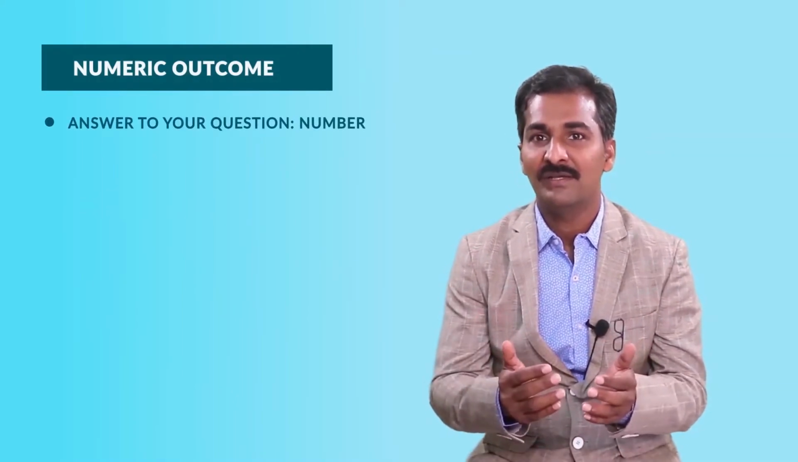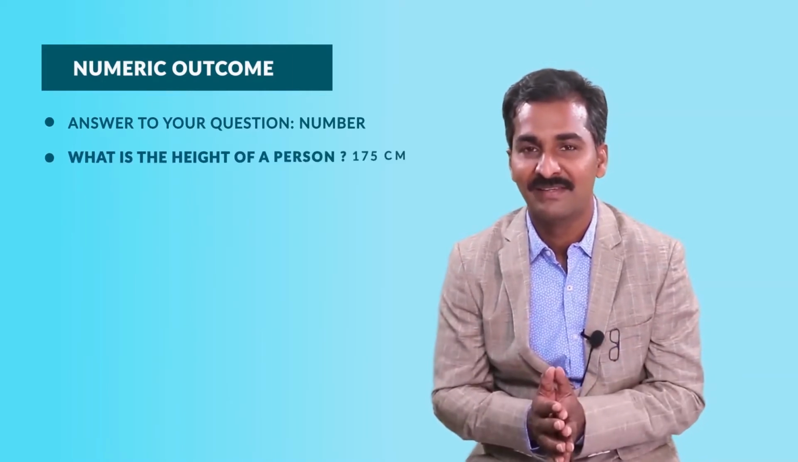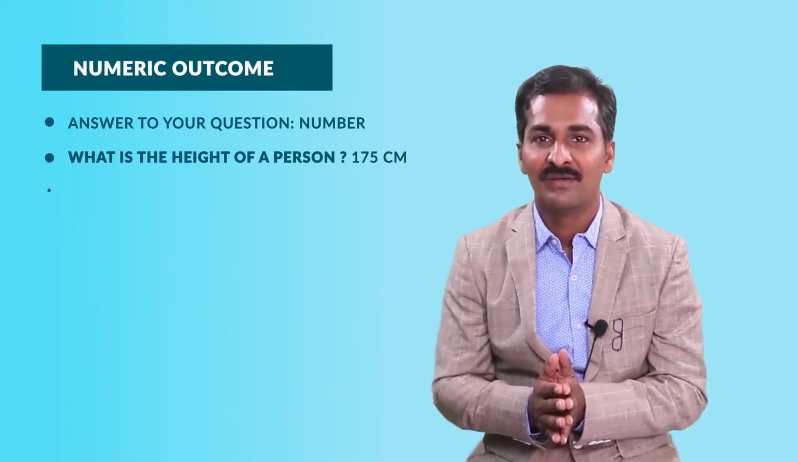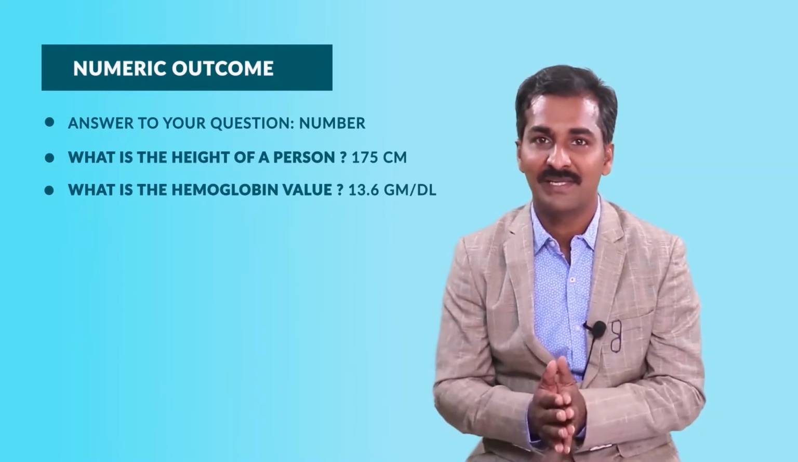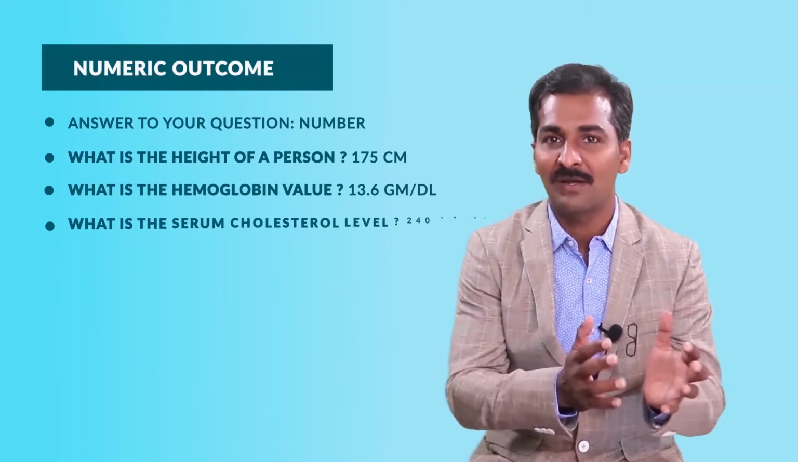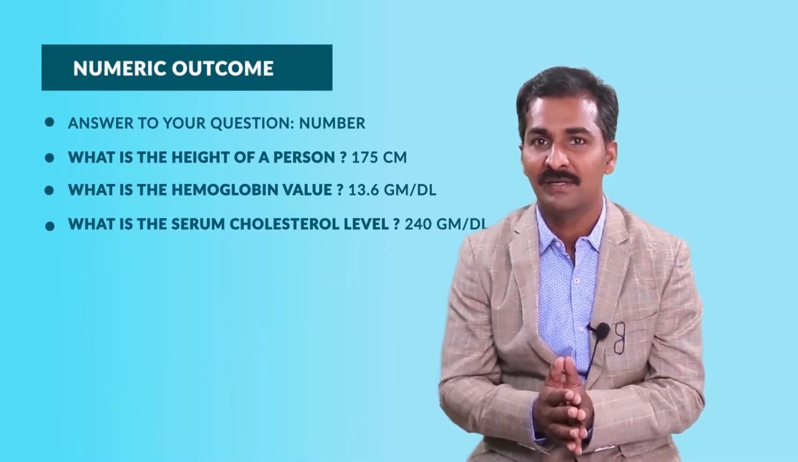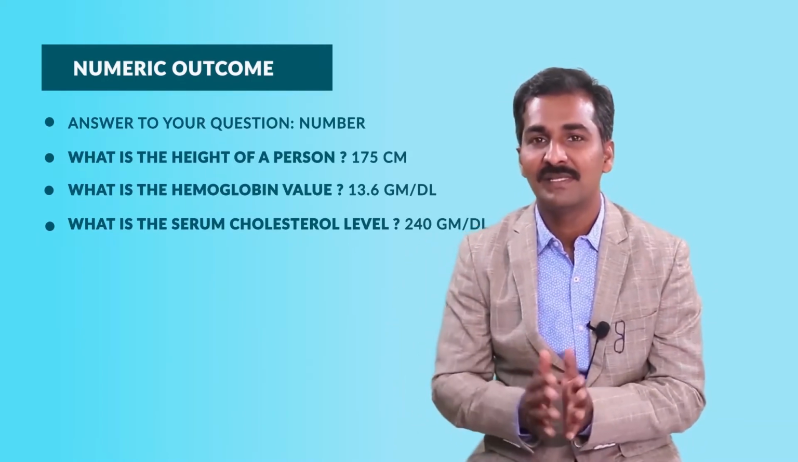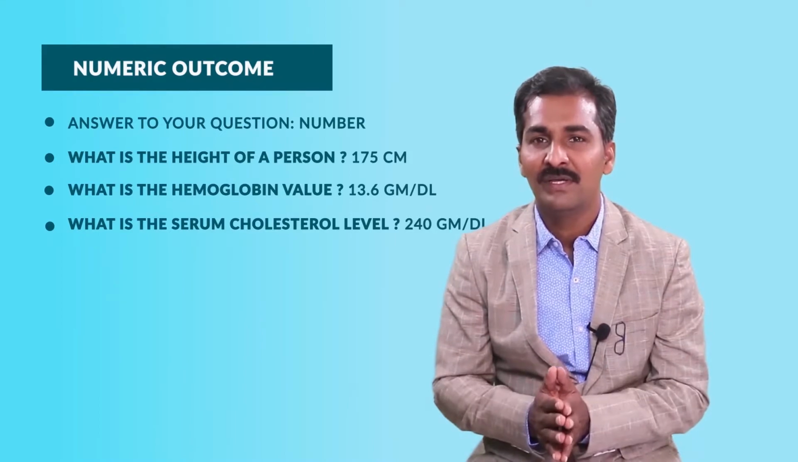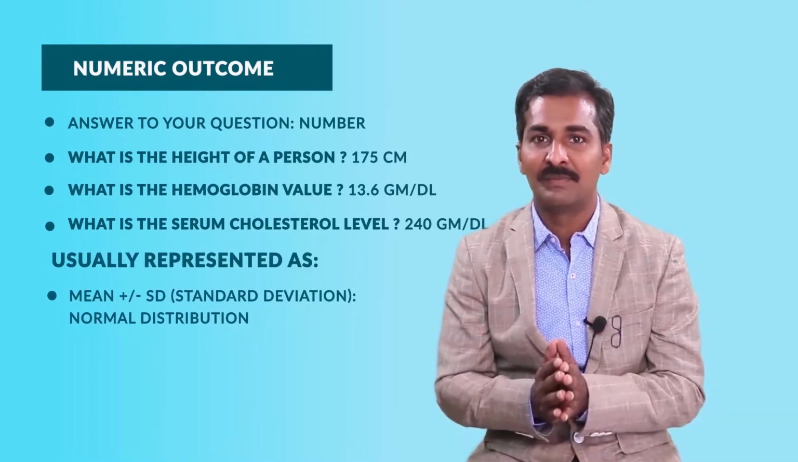Numeric outcome: usually when you ask the question, you get the answer as a number. For example, what is the height of a person? 175 centimeters. What is the hemoglobin value of a person? 13.6 gram per deciliter. What is the cholesterol value of a person? Maybe 240 gram per deciliter. If you see the answers, all the answers are in terms of numbers. These are called numeric outcomes, usually specified as mean plus or minus standard deviation.